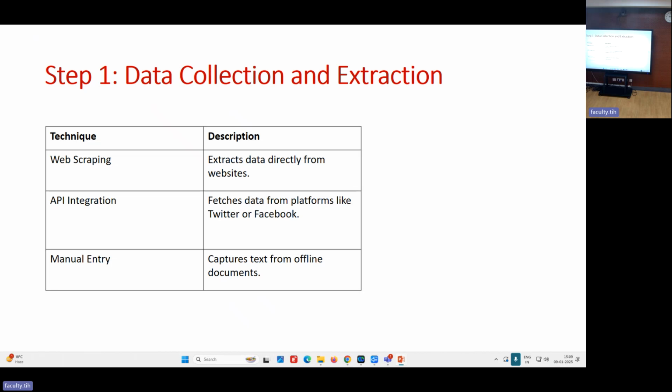You can follow that. Another is API integration. You can use this particular method. In API integration, interfaces have been given through which you can extract the data. What do you mean by interfaces? Can anyone tell me? What is an interface? Can you explain in very easy form? What is an interface?